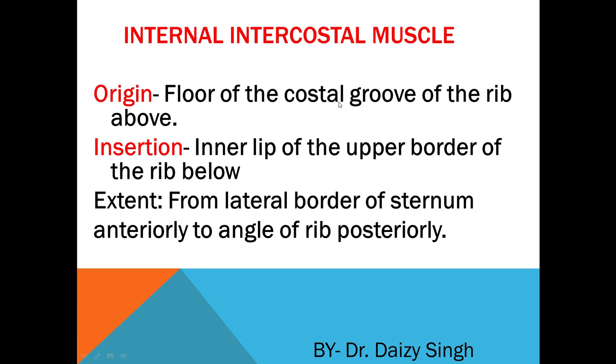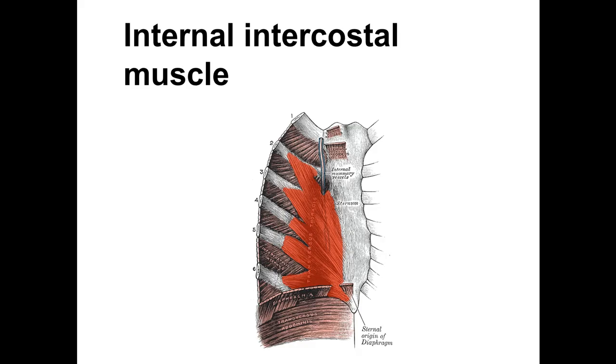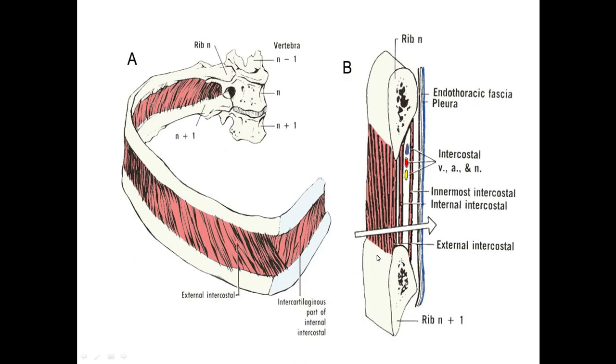That is, origin is from the costal groove, insertion is into the inner lip of the upper border or the superior border of the rib below, and extent is from the lateral border of the sternum. This is the sternum, and here is the internal intercostal muscle from the lateral border of the sternum to the angle of the rib. So this is the internal intercostal muscle. You can see in this slide the external intercostal and the internal intercostal muscle.